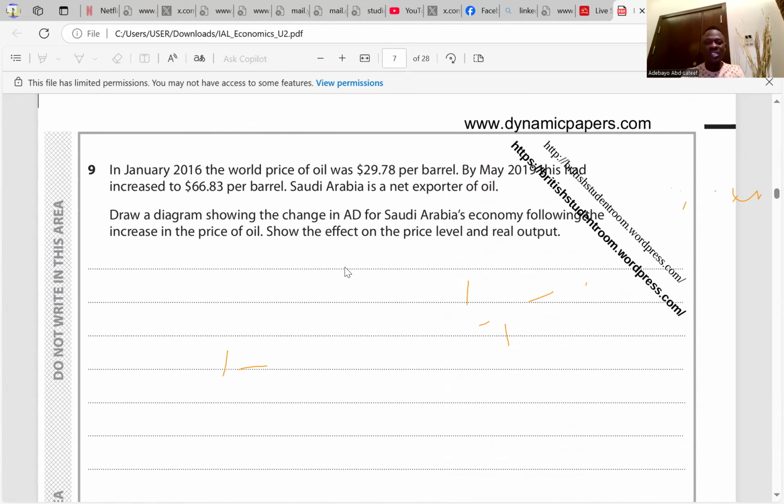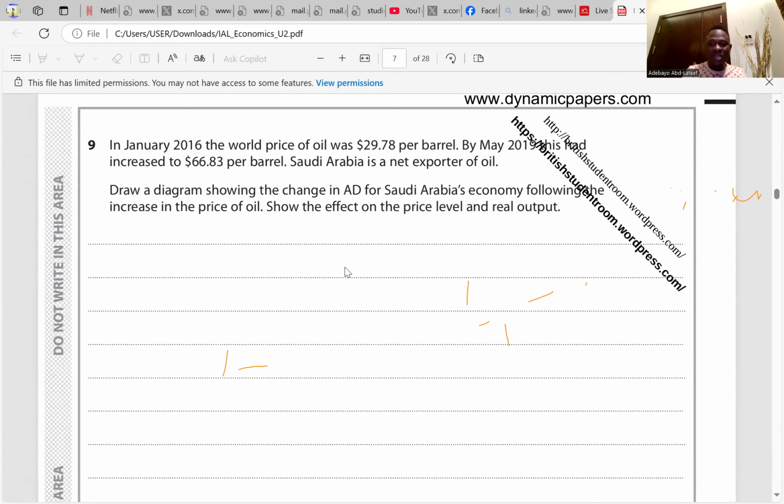Question 9. In January 2019, the world price of oil was 29.78 per barrel. By May 2019, this had increased to 66.83 per barrel. Saudi Arabia is a net exporter of oil. Draw a diagram showing the change in aggregate demand for the Saudi Arabian economy following the increase in the price of oil. Show the effect on price level and real output.